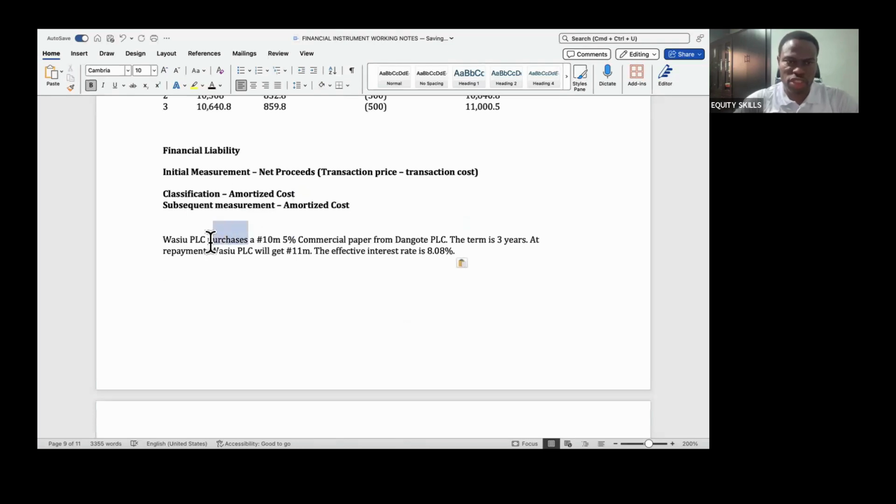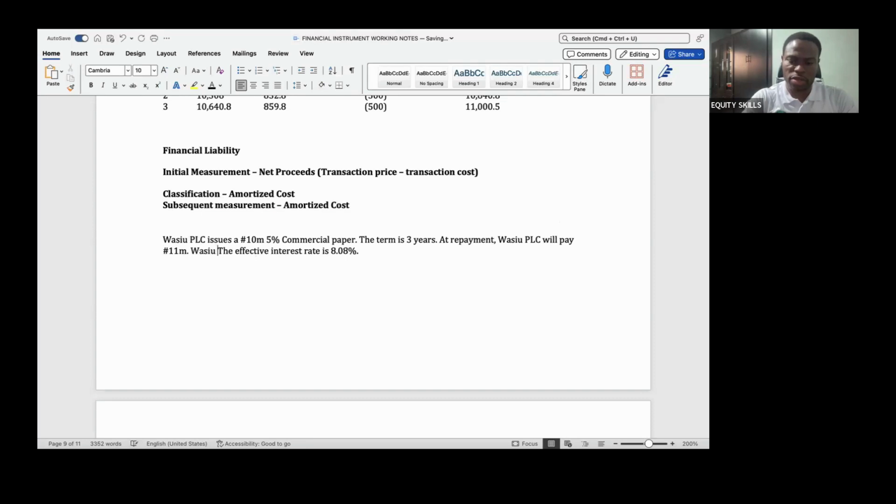So let's say Wasil purchases. In this case now, since I'm the one borrowing money, it should be Wasil issues a 10 million 5% commercial paper from Dangote PLC. So this form will not be there anymore. So the term is 3 years. At repayment, Wasil will pay 11 million.